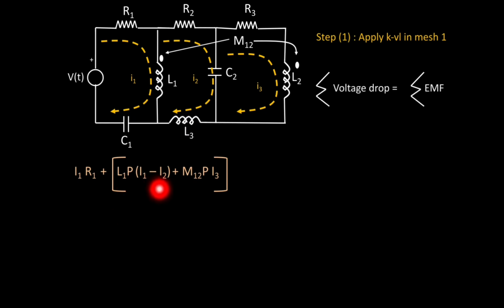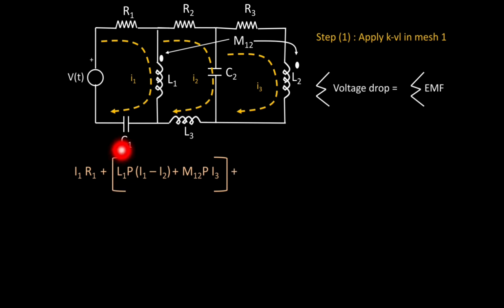This is the voltage drop because of self inductance, and this is the voltage drop because of mutual inductance, and both are additive because according to that dot convention the currents are entering and entering. Then we are having the third element, that is C1. So again we will put plus sign.